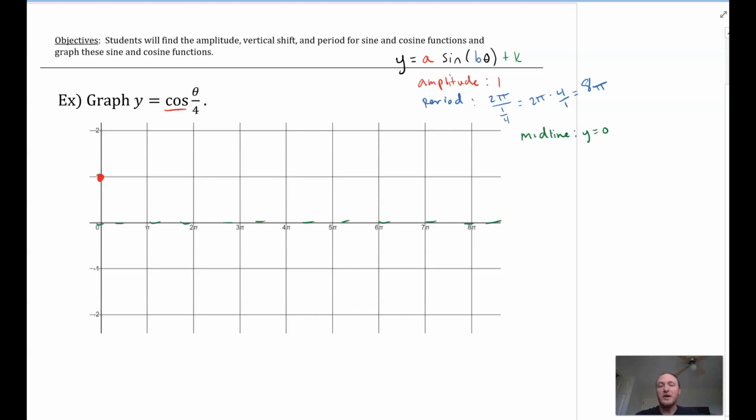And then what is my ending point? So there's my starting point. Where's my ending point? Well, the period's 8 pi, so I have to go over 8 pi, which is here, and there's my ending point. So now I need to cut this into fourths. I need to identify where my next point's going to be. So I'll cut 8 in half, that's 4, and then I'll cut this 4 in half, that's 2, right?